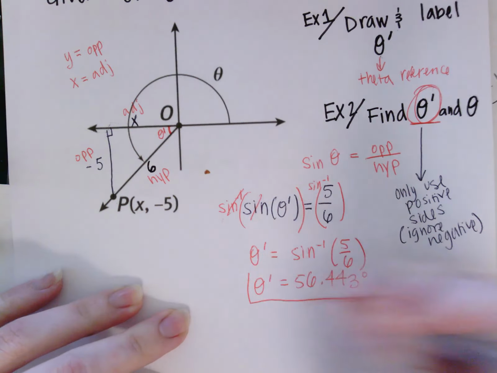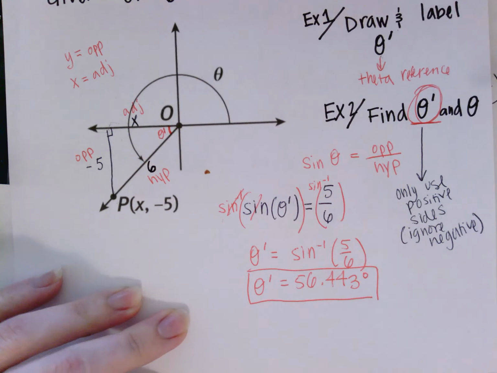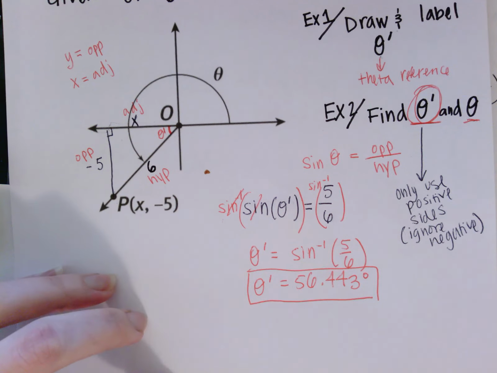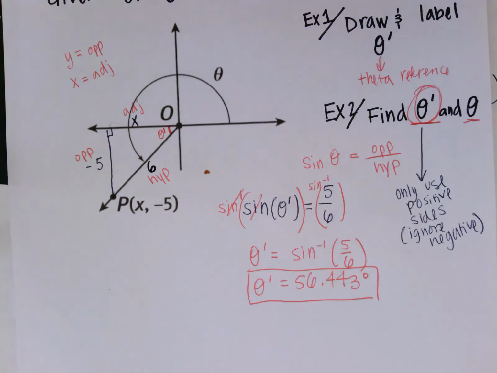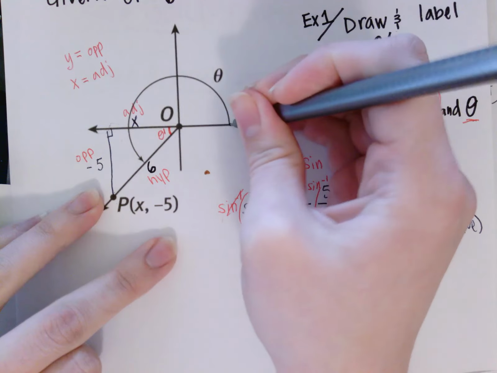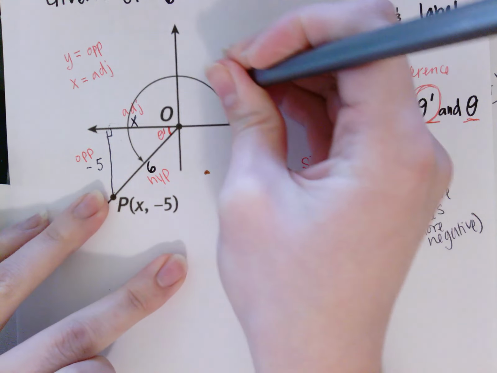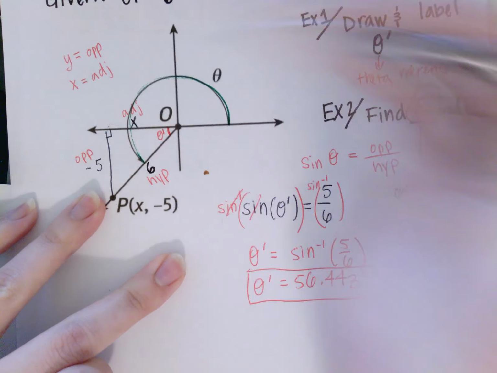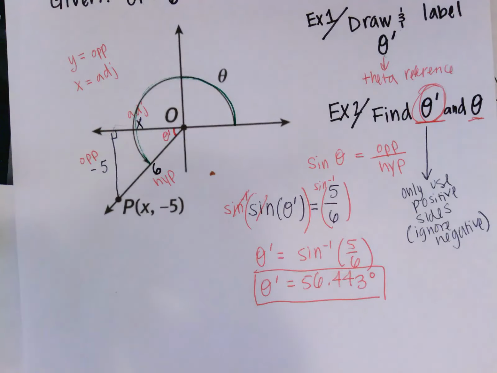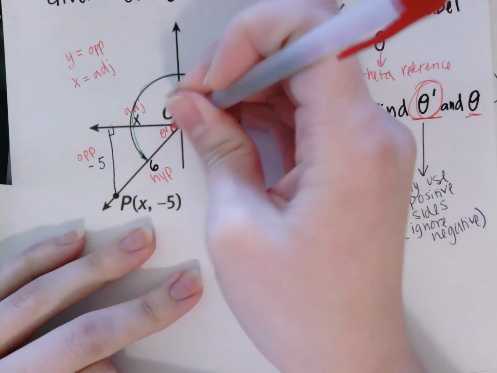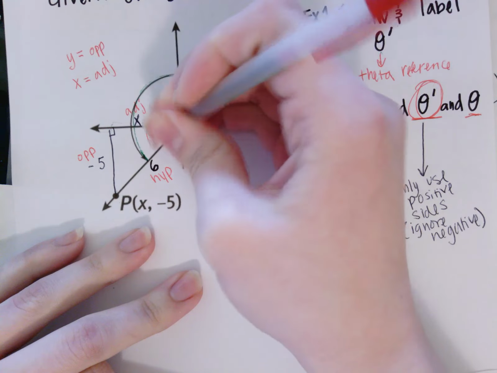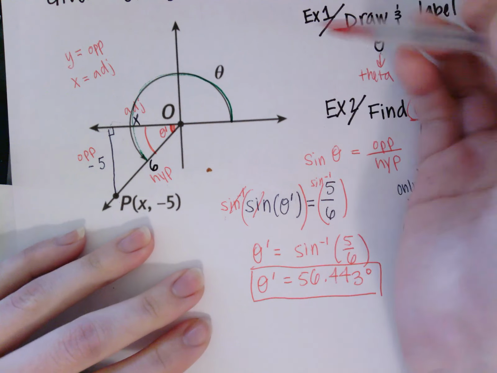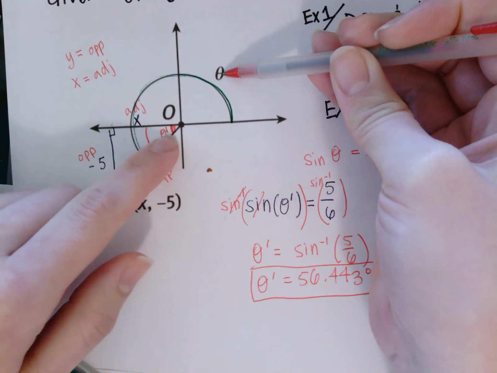That's theta reference, but the question also asked me to find theta. So I'm going to have to look at my diagram here. Theta goes all the way from the initial side all the way to the hypotenuse here. And theta reference is just this little part. So this guy would be theta reference. Hopefully y'all can see the connection between theta and theta reference.